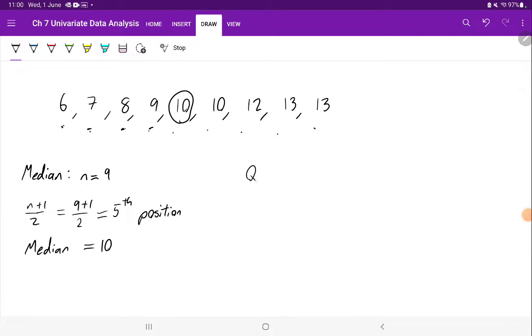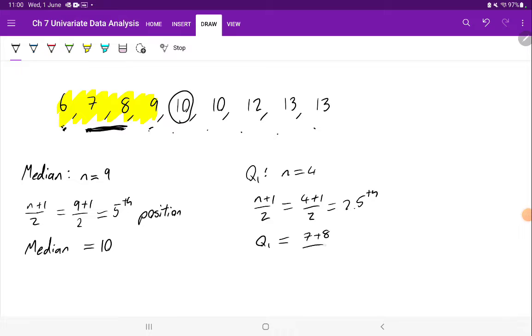So Q1, the lower median, is going to be found. Well, how many data are in the lower half? Well, there's only 4, because 10, because it's the median, is like the divider. It doesn't actually get to count. So 10's not in the lower half. So there's only 4 numbers. So n equals 4, and then we get (n plus 1) over 2. 4 plus 1 over 2 is 2.5. So it's in the 2.5th position, 1, 2, and 3. So it's in between 7 and 8. So Q1 is going to be equal to (7 plus 8) over 2, which is 7.5.